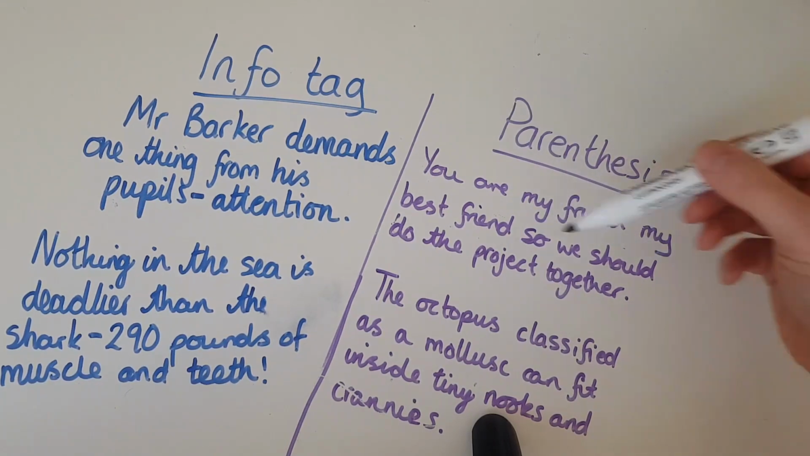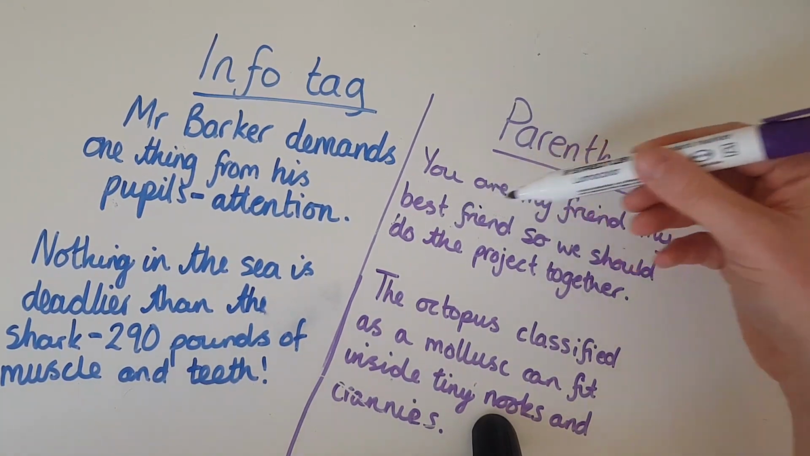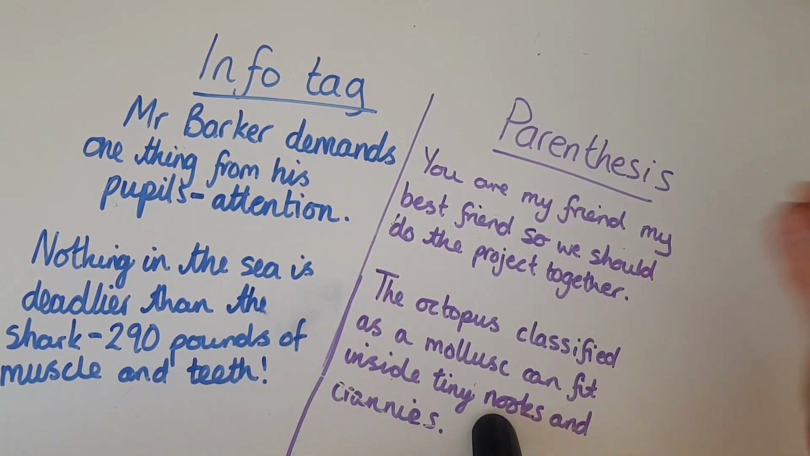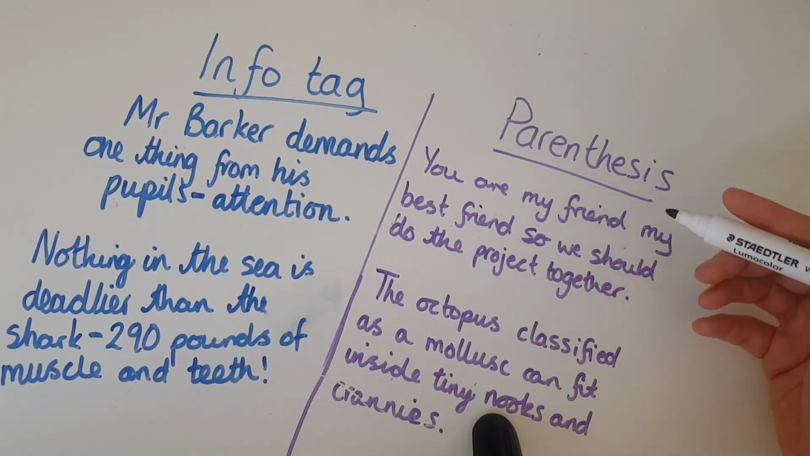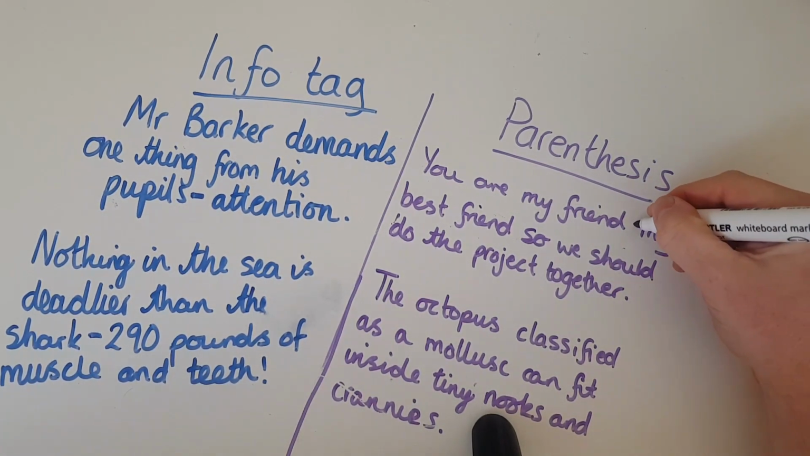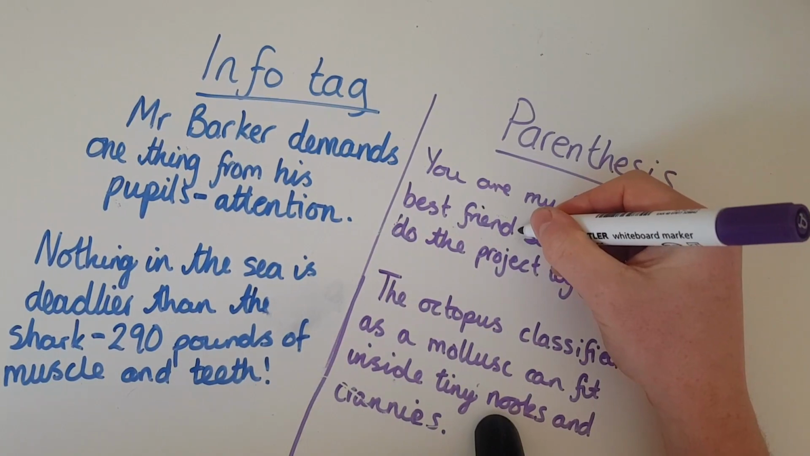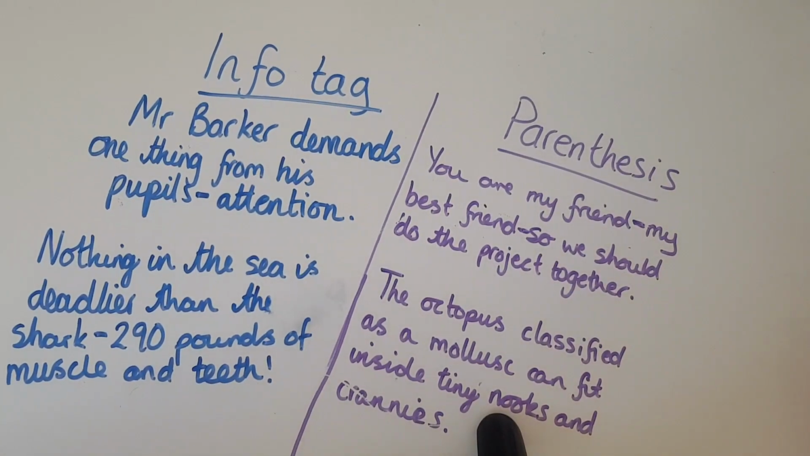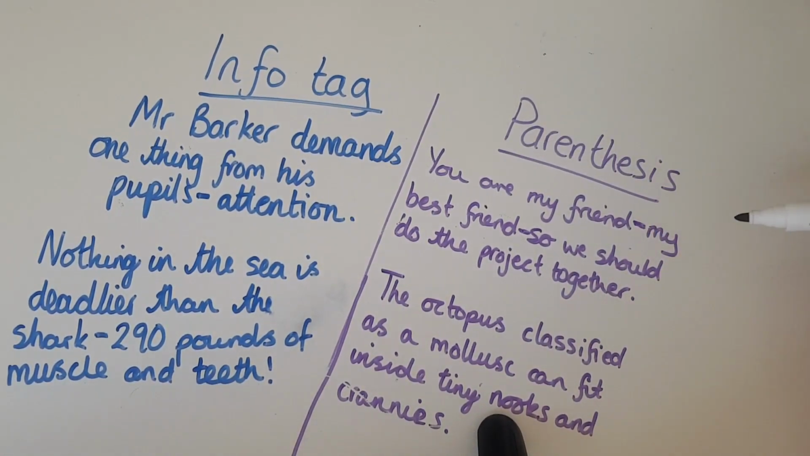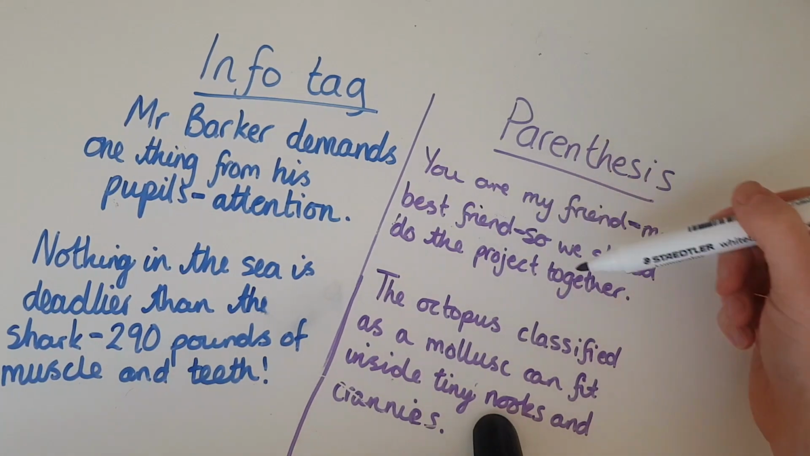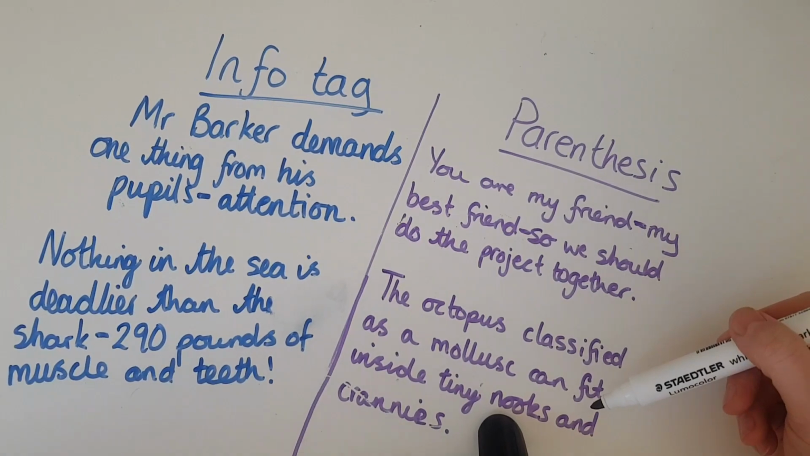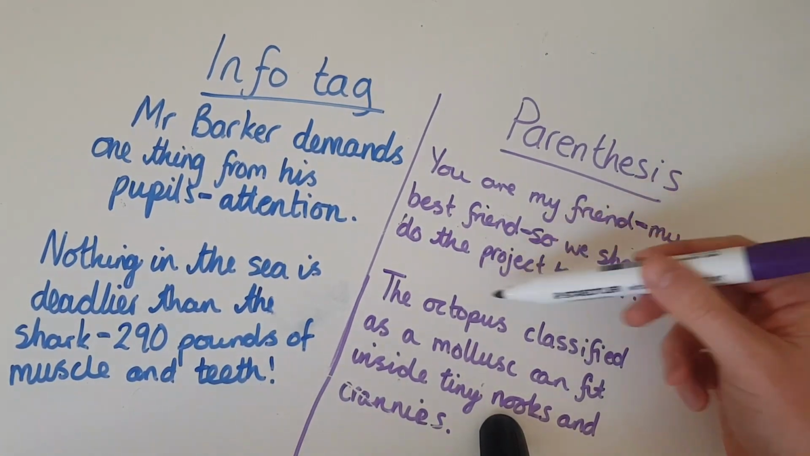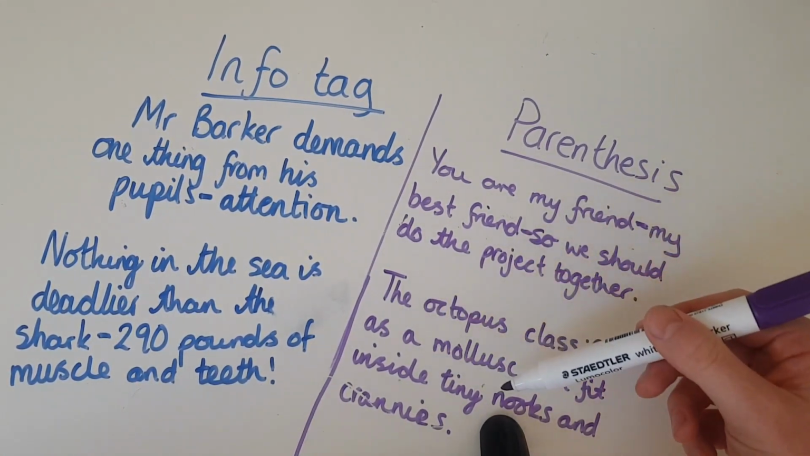That is my main clause. This bit here, my best friend, is my added in clause, my subordinate clause I've put in there. So I could put brackets around my best friend, but I want it to sound a bit posher, a bit more formal. So if I put dashes around that part: you are my friend, my best friend, so we should do the project together. Okay, same as we did over here. Pause the video, see if you can do this sentence here. The octopus classified as a mollusk can fit inside tiny nooks and crannies.